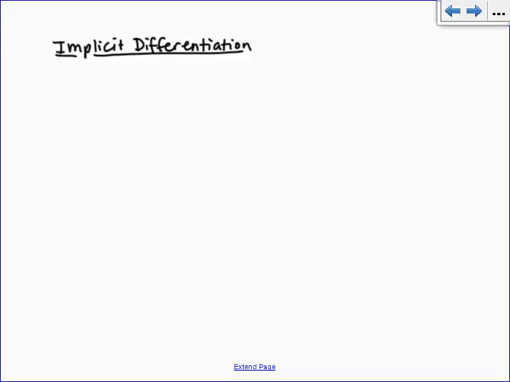Basically it says sometimes we have equations that cannot be solved for one variable. An equation like this is an equation of a circle. If I had x squared plus y squared equals 25, that's not a function. It's a circle centered at (0, 0) with a radius of 5, and it's not a function because it doesn't pass the vertical line test.